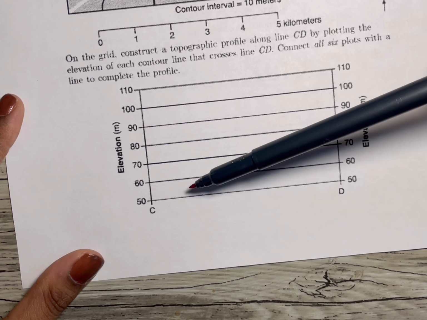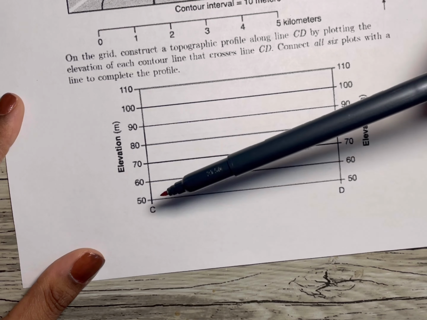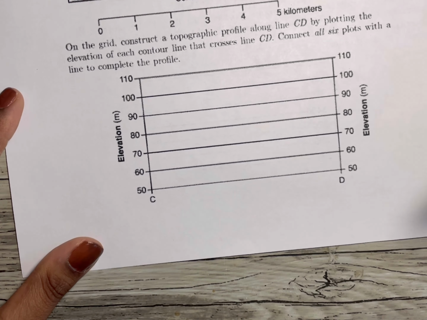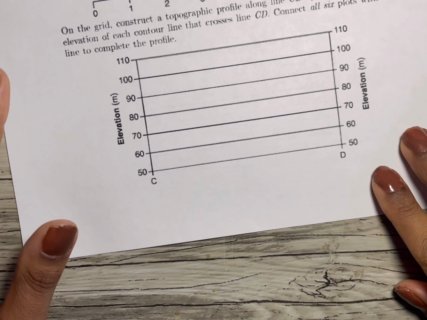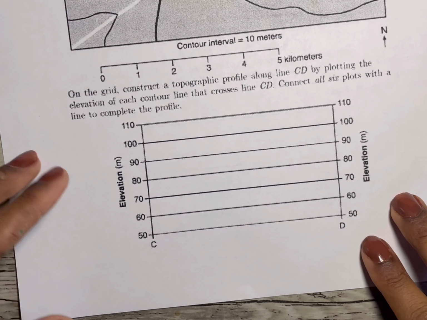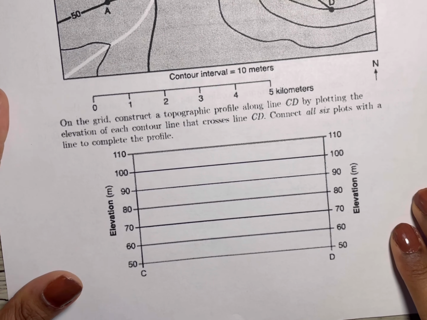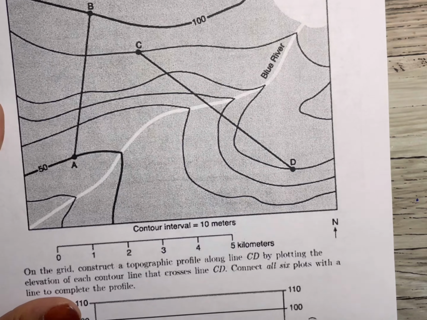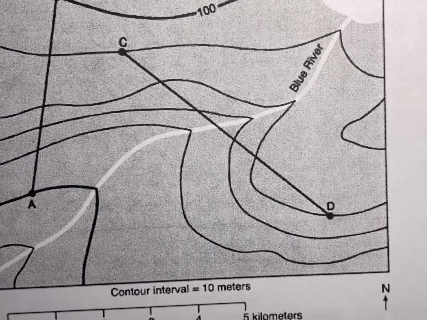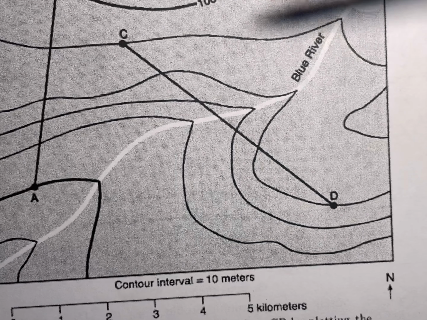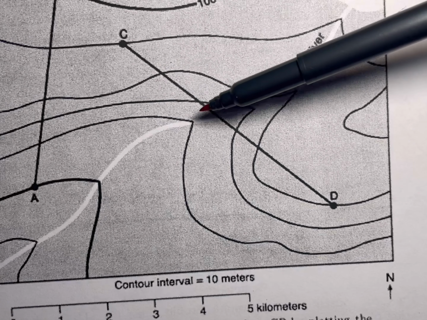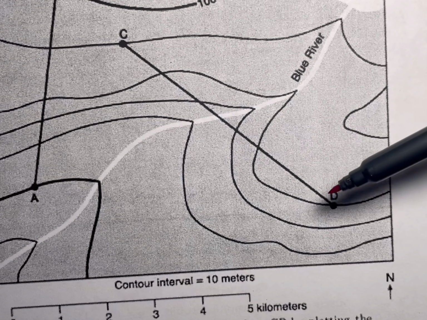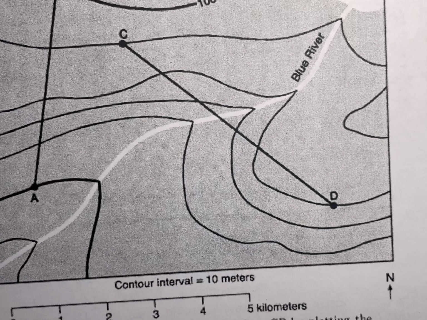So after you mark the dots, you always have to connect a line through all the dots. If you don't connect a line, you cannot get full credit. And remember, you always need scrap paper to create a topographic profile. To create a topographic profile between line CD, we need to know the elevations of each contour line that crosses line CD and write the elevations down on the map as well as on the scrap paper.